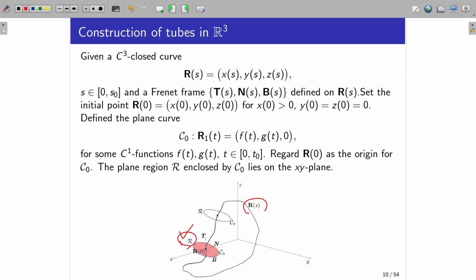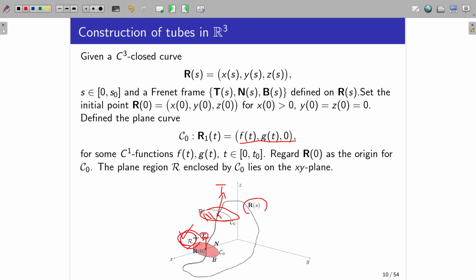When we move the region R perpendicular to the curve, it means that the tangent T of the curve is always the normal direction to the region. Like this, when you move around over here, we have the other tangent. The tangent T is the tangent of the curve R, and also the normal of the plane region. Now we define the curve we say is C0. C0 is an arbitrary curve, and at the beginning it is on the XY plane.